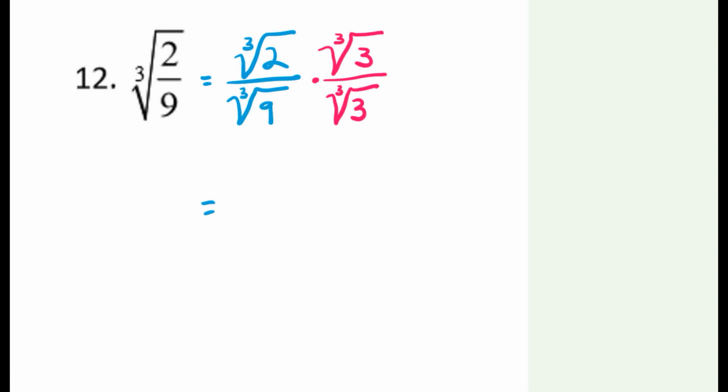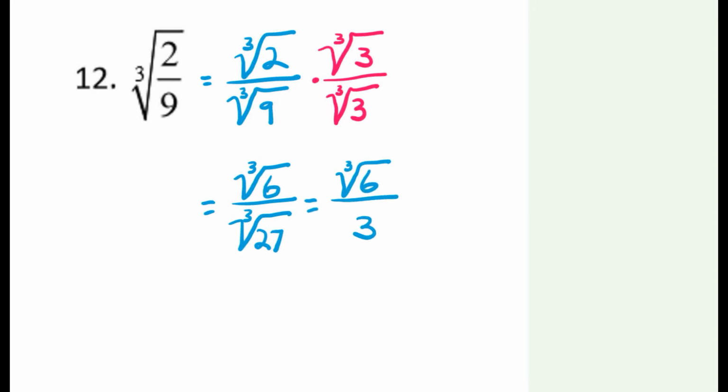That's going to get me, again, I'm going to multiply the radicands. So I'm going to get the cube root of 6 in the numerator, and in the denominator, I'm going to have the cube root of 27. We created that perfect cube, so therefore we're able to go ahead and take that out and make that a 3. We are now in simplest radical form.